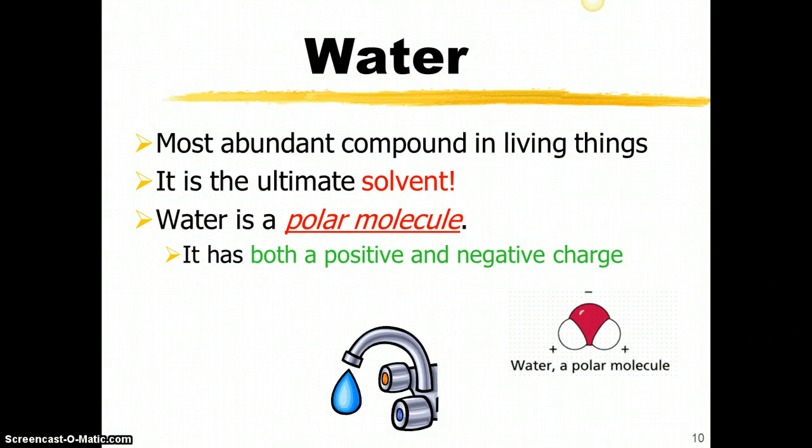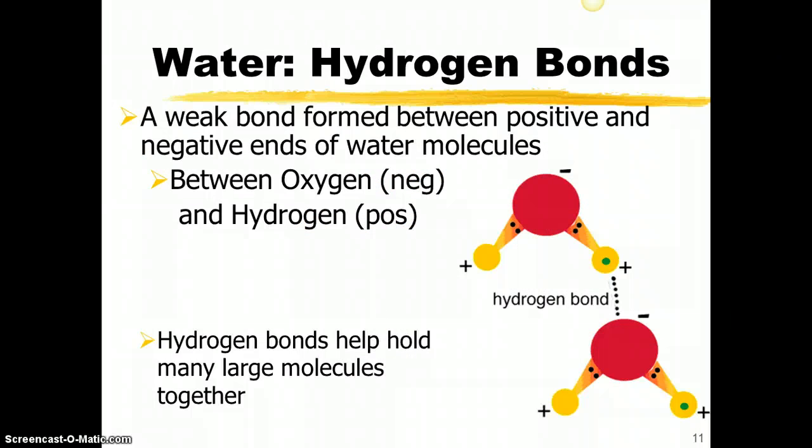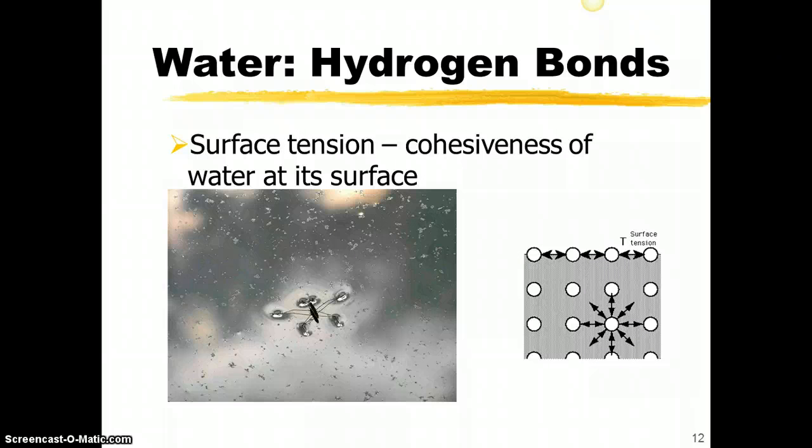Remember that water is a polar molecule, and it is referred to as the ultimate solvent. That means that it will allow things to break down. It has a very weak hydrogen bond, which is between the oxygen and the hydrogen. And this is why it's so easily broken, because the bond is kind of weak.